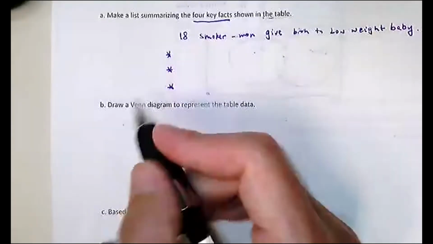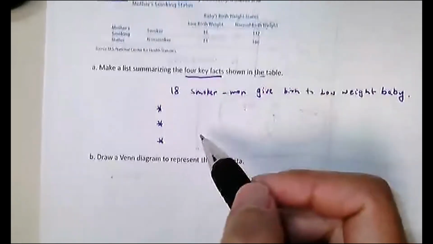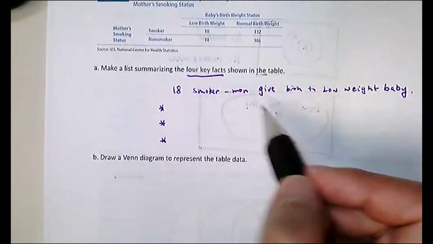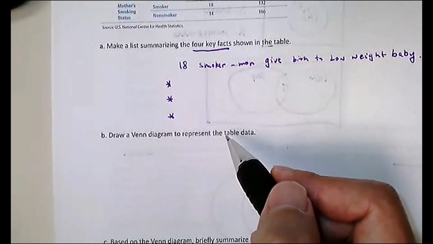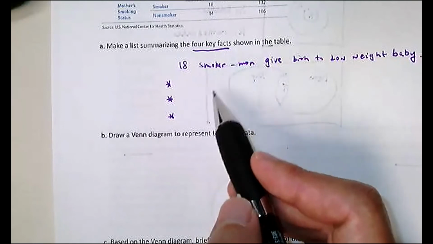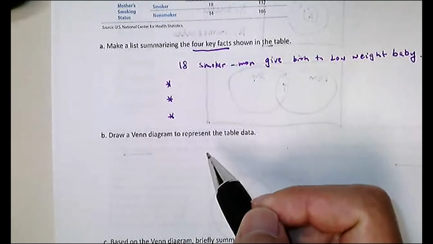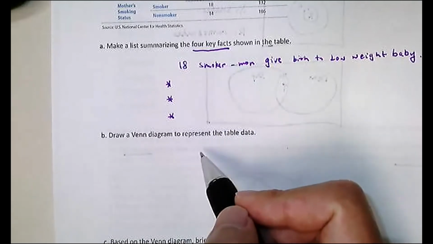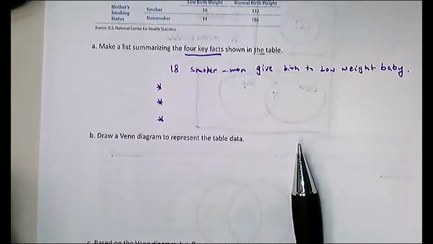Okay, then part B, drawing a Venn diagram. So after you make those 4 statements, we're coming back to drawing the Venn diagram. So let's say I give you 3 minutes to finish writing the 4 key facts and think about the Venn diagram. Then we come back together to draw the Venn diagram. Okay, 3 minutes. Feel free to ask me any question.